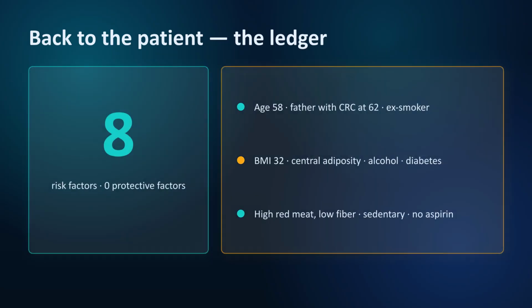Now the protective side. He is sedentary. He takes no aspirin, and he has no meaningful calcium intake, so the protective column is empty. This is a man stacked heavily on one side of the ledger. His pretest probability of polyps today is high. Expect the colonoscopy to be abnormal.